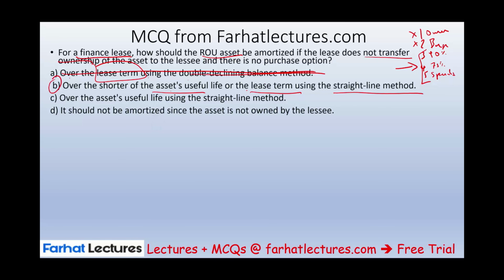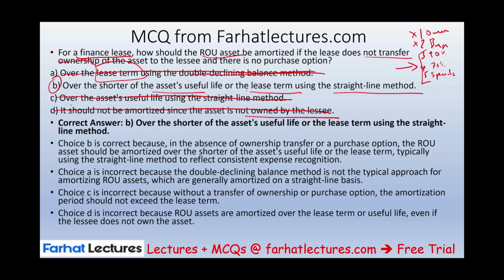But let's look at C. Over the asset useful life using the straight line, it could be, but not necessary. Because what about if the lease term is shorter? We go with the lease term. That's why C is tricky. D: it should not be amortized since the asset is not owned by the lessee. It's not owned by the lessee, but nevertheless, we're going to amortize it. D is out. Therefore, the answer is B as in boy.